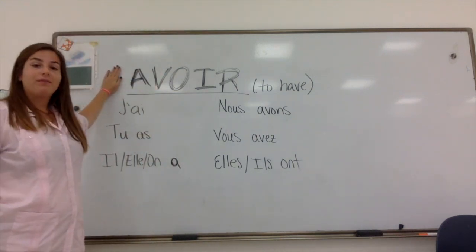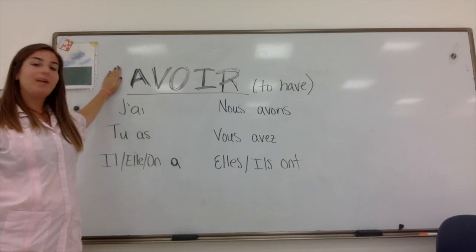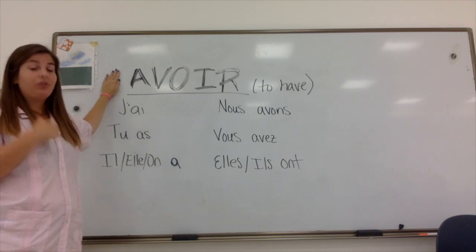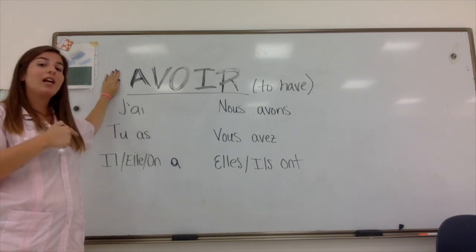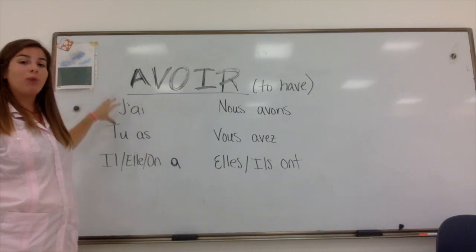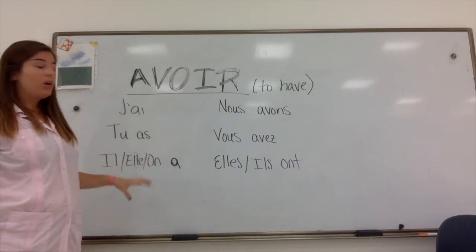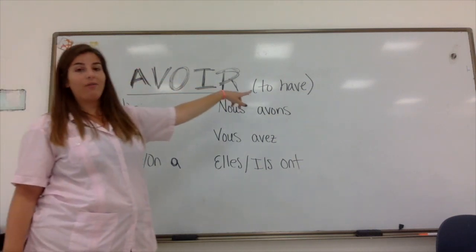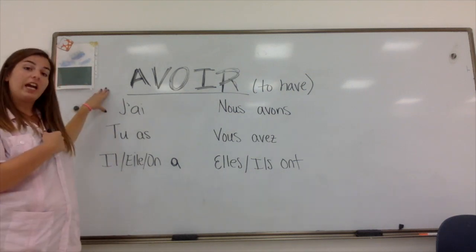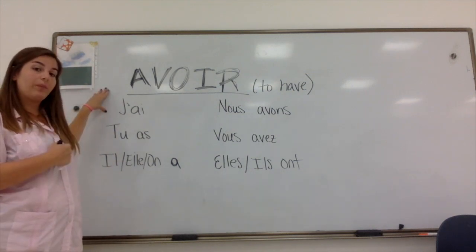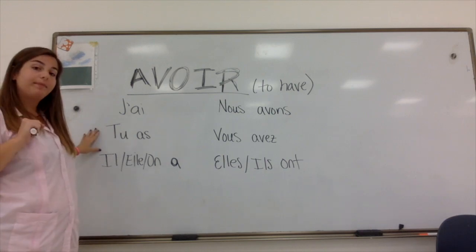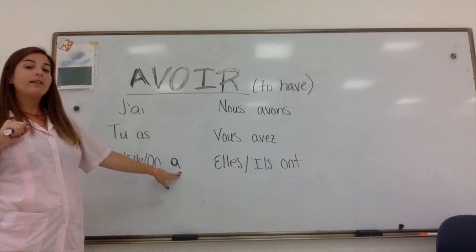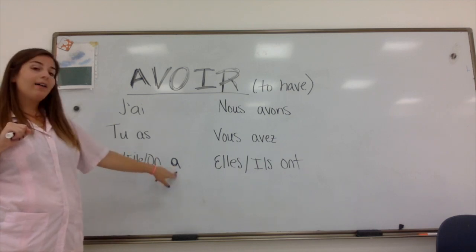What is the infinitive? Avoir. What does that mean? To have. But in French, we would never say I to have, you to have, he to have. So we conjugate the verb. We take the infinitive and we break it down into its different forms. So, avoir, ça c'est l'infinitif. To have. Okay? J'ai. Repeat after me. J'ai. Tu as. Il a. Elle a. Or on a.